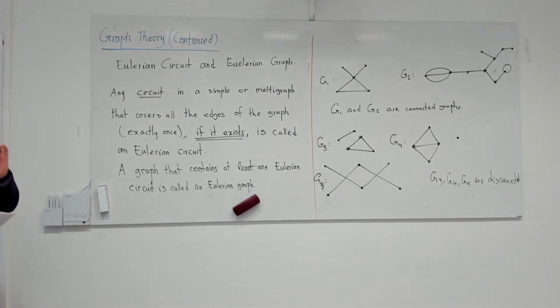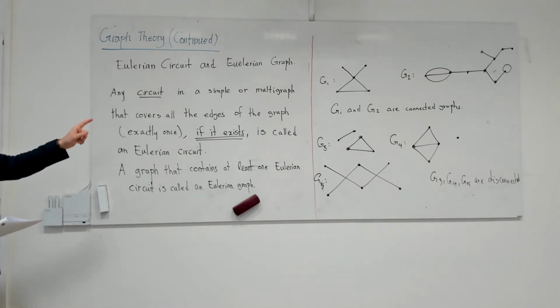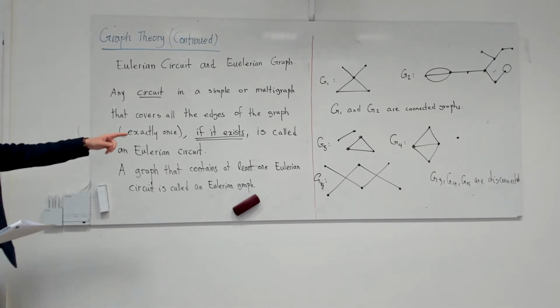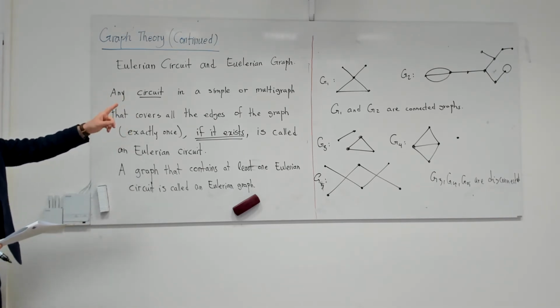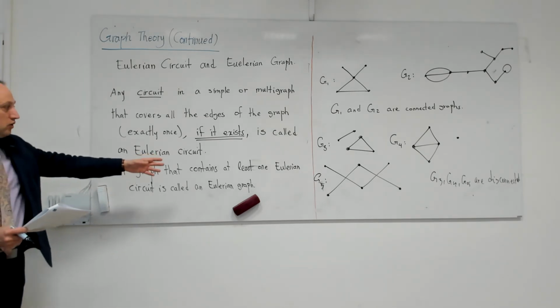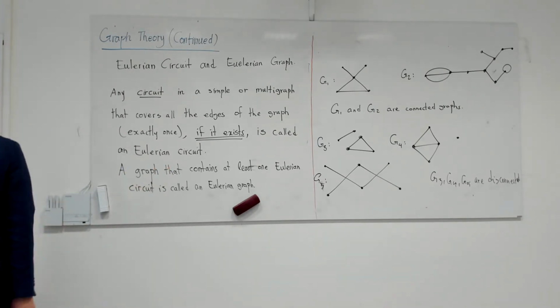So is that clear? If I give you a graph, you can start from any vertex on the graph and find a circuit that covers all edges exactly once, if it is possible. That circuit is called an Eulerian circuit. And if a graph contains at least one Eulerian circuit, it's called an Eulerian graph. Yes, the idea is clear.